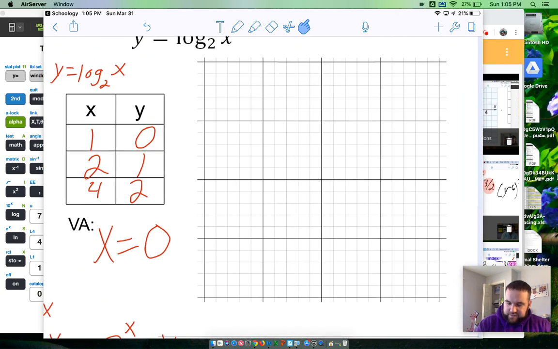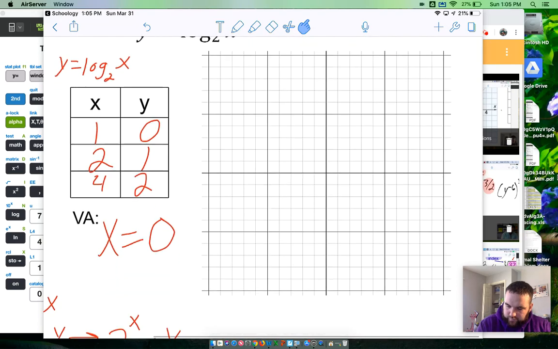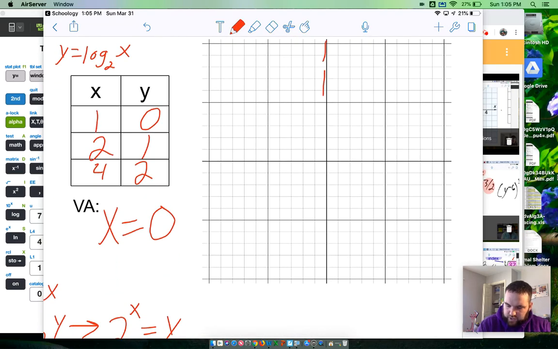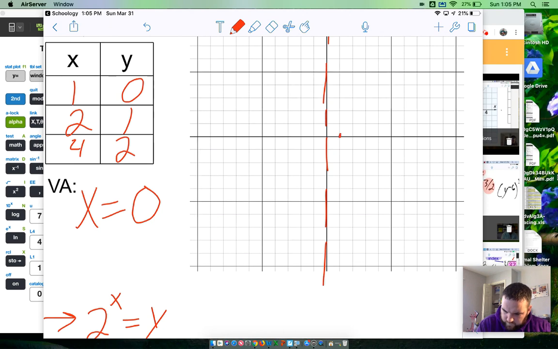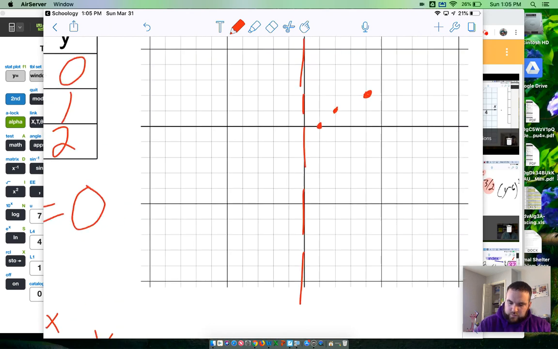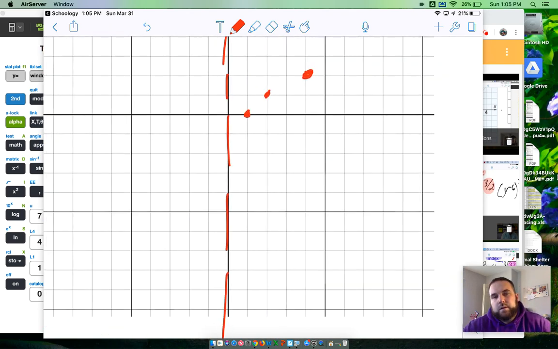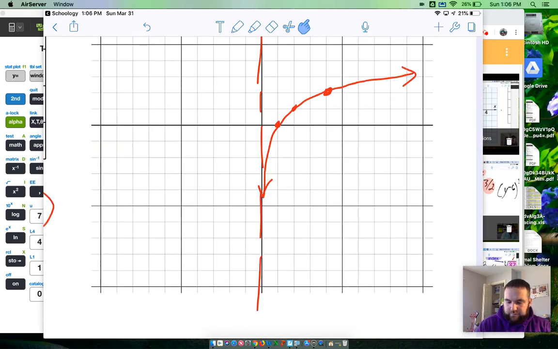What that looks like on the graph is I'm going to put a vertical line right at x equals 0, which happens to be the y-axis. So a vertical line straight down that way. Then we're just going to graph these points. So I got 1, 0, 2, 1, and 4, 2. Between those 3 points and the fact that I can't cross that vertical asymptote, I can get an idea of what this function is going to look like. It's going to be something like that.